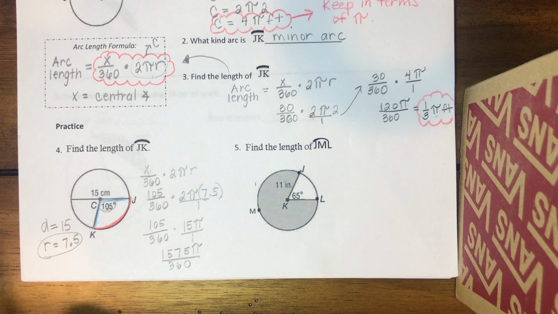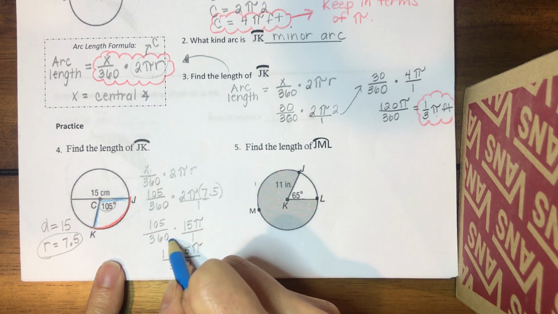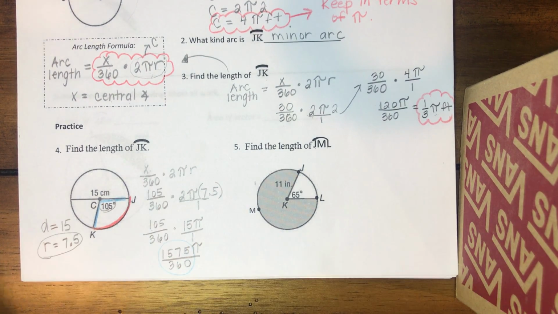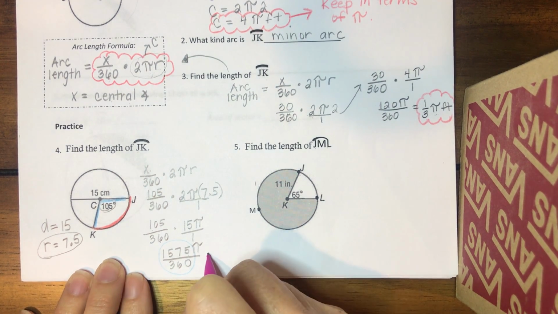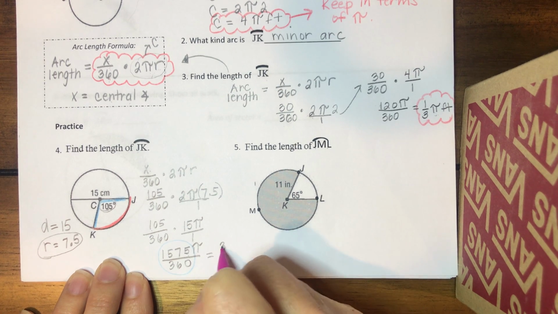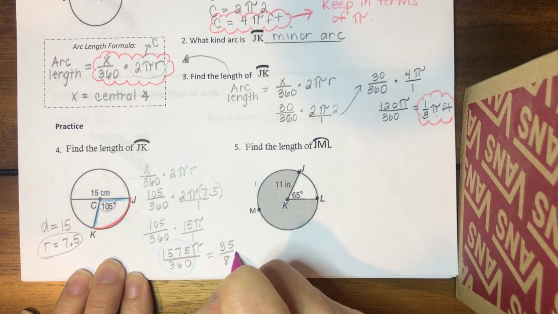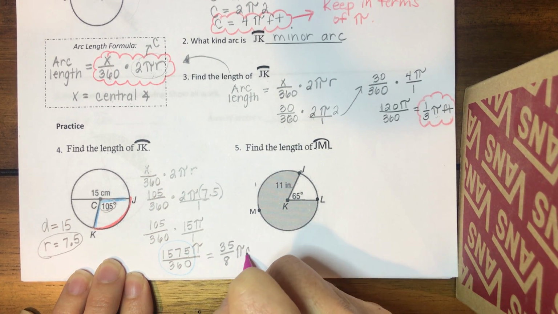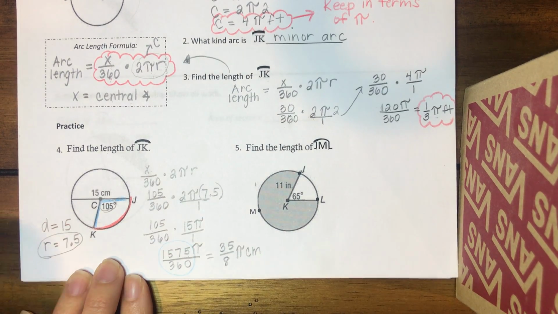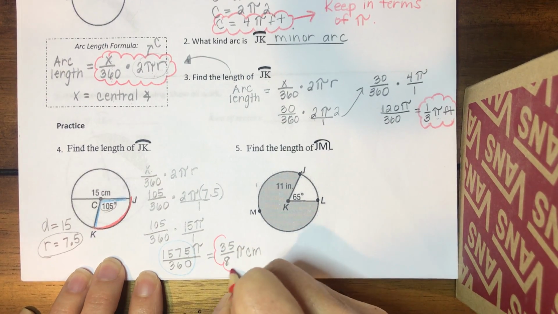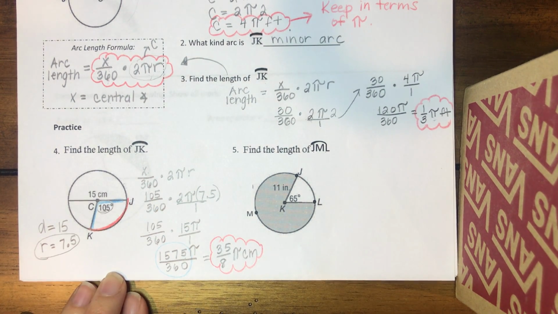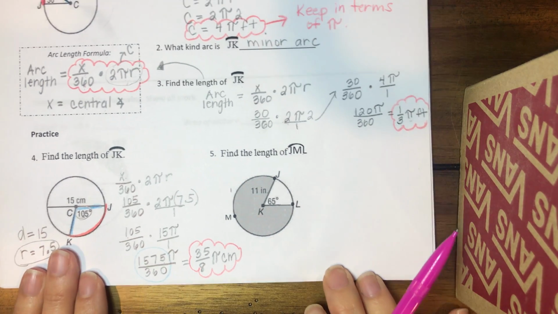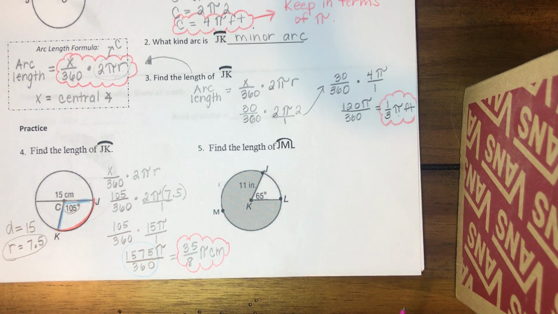So now we have to look, we have our calculators, see what this simplifies to. Turns out 1575 over 360 reduces to 35 over 8 pi centimeters. That is your answer for the length of arc JK. Okay, let's take a look at number 5. Number 5 is slightly different.